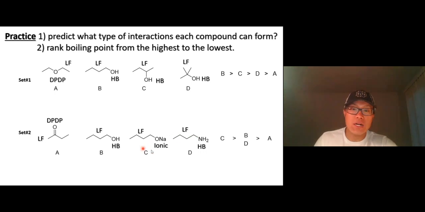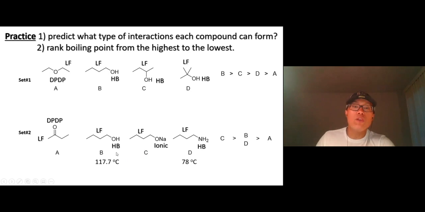Of course, C comes first, that ionic bond. B and D have hydrogen bonds, so put B and D in between. A has no hydrogen bond, put at the end, the lowest boiling point. Now B and D, what's the tiebreaker? They both can form hydrogen bonds, and they have the same London forces. Well, B comes first.